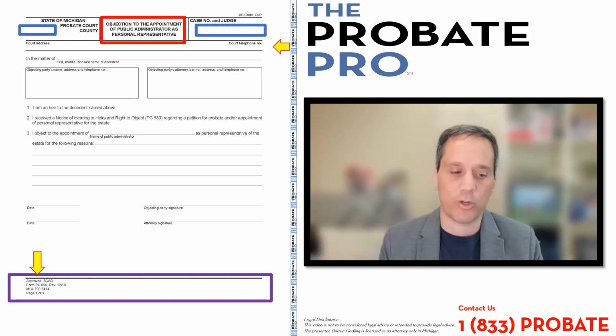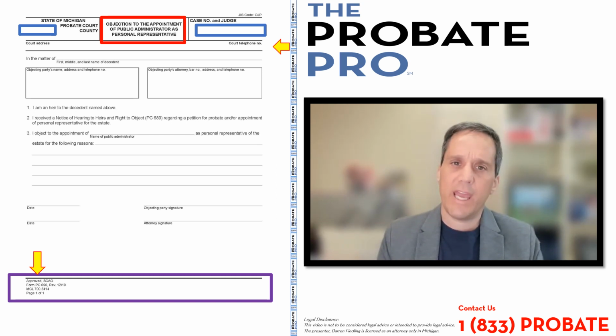At the bottom left corner, you'll see a little yellow arrow. It identifies both the statute and/or court rules that apply to the particular form. In this particular case, MCL 700.3414 is the controlling statute. And this form is used in a very particular context.